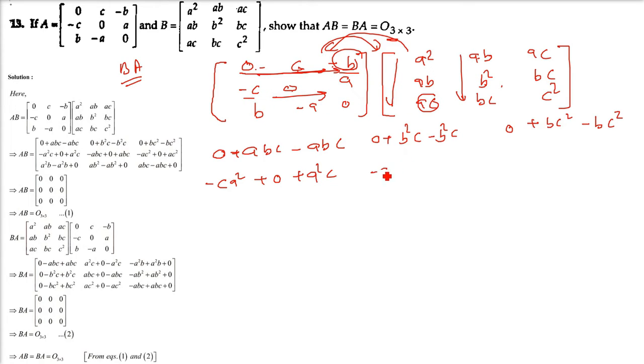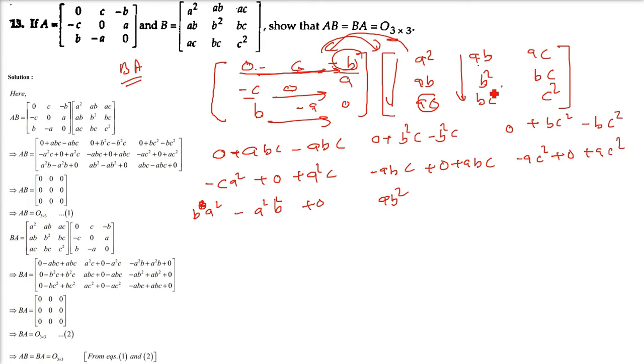Now second row with the second column: minus ABC plus 0 plus ABC. Now second row with the third column: minus AC square plus 0 plus AC square. Now the third row with all these 3 columns. As I was suggesting, it will take some time to solve this. So what we have to do is, I'll just show you A into B. The previous question and this question, you have to perform the same way. You have to perform BA also. Just be very careful about the signs and the computation, because the computation is what takes the time.